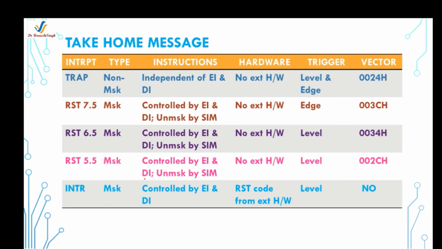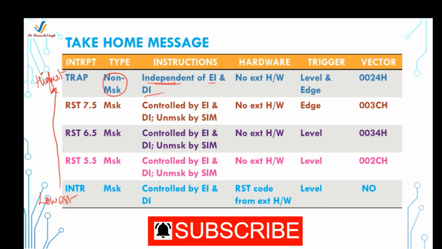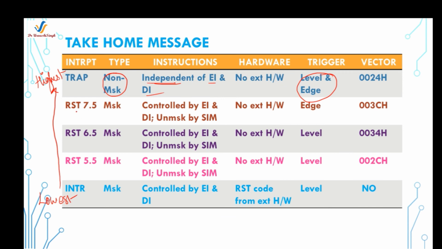Okay, now let's see the important facts from the topic. Let's see the striking differences between these interrupts. The first one is the priority. The INTR has the lowest priority and trap has the highest priority. Trap is the only non-maskable interrupt. That's why it is independent of the EI and DI instructions, enable interrupt and disable interrupt, and it is level and edge sensitive.